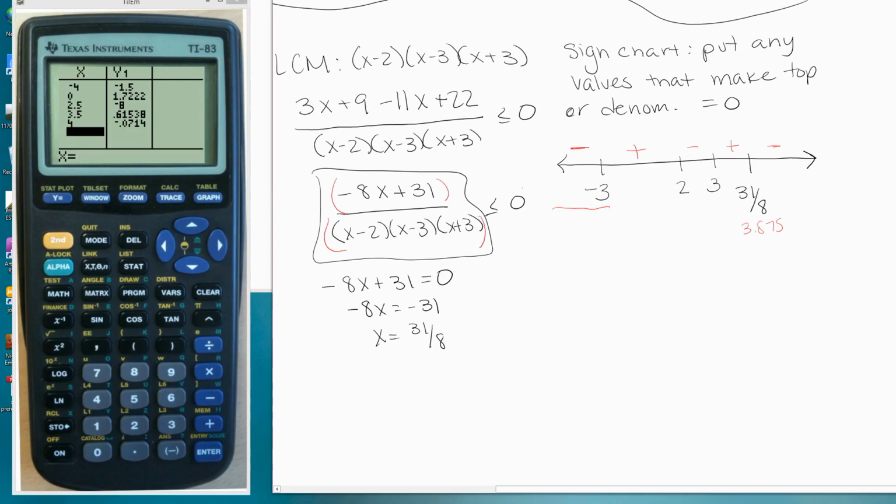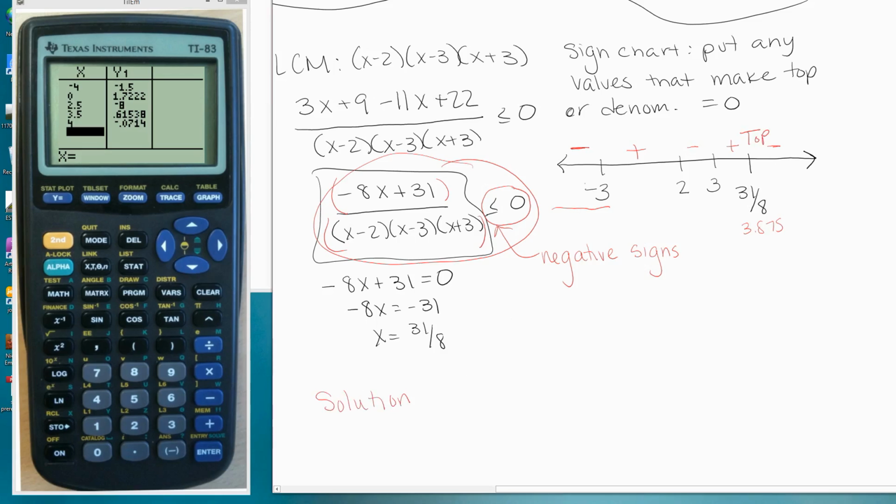Now, we need to look back at our inequality, and we wanted ones that were less than or equal to 0. So that means we're going to use the less than, tells us we're going to use the negative signs. Now, the equal to part, remember, normally would mean we use brackets, but for these rational inequalities, we have to be very, very careful. We can only use a bracket for what made the top 0, and here that was the 31 over 8.